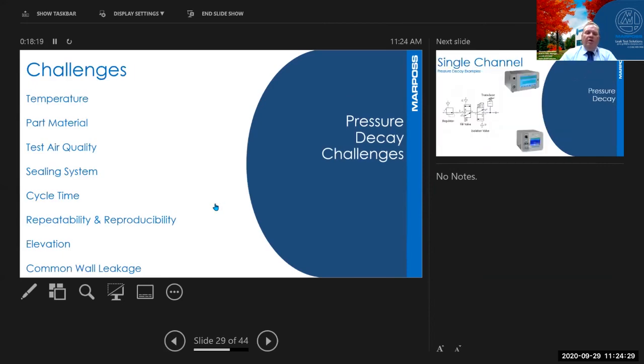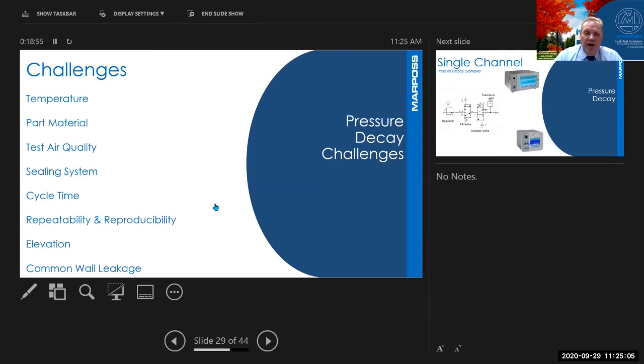Some of the challenges when we start talking about pressure decay are temperature. And temperature has a few different characteristics. One is it can be background temperature, plant air temperature. Some of the facilities I've dealt with, temperature starts out rather chilly in the morning, and by late afternoon or early evening, it's very warm. So you'll see some background temperature that can impact pressure decay. You also start seeing changes caused by part washers and processes that actually heat the part up. So temperature is one of the big challenges with pressure decay.